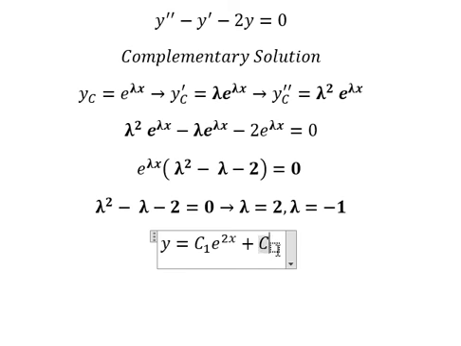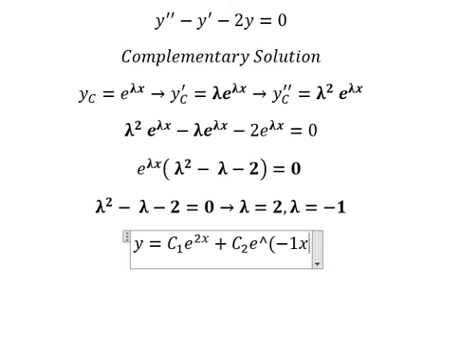Now we have c2, that is the constant 2, e to the power of negative 1 s. So I just write negative s.